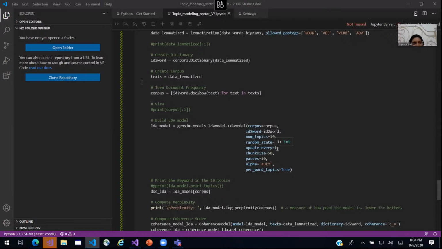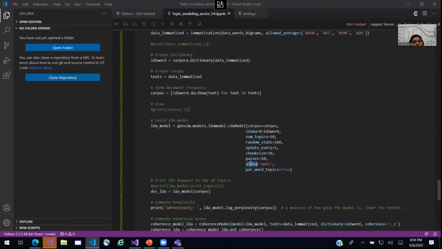So once for one particular 50 documents, you have identified so many topics. For the next 50, don't try to refine again. So this is update every. So we are updating every single pass. Chunk size is 50. Passes is 10. As I was saying, it will have 10 passes.